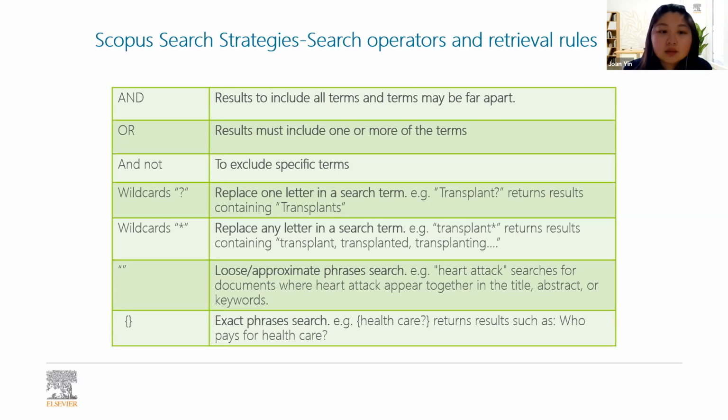The question mark helps you replace one letter in a search term. The star mark helps you replace any letters in a search term. You can see from the example that the star mark can replace one or even more letters in the keywords. The quotation marks help to do loose phrase search, and the brackets help to limit it to exact phrase search.